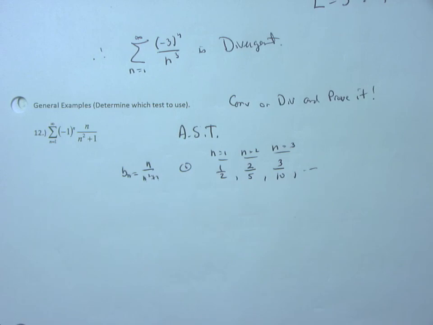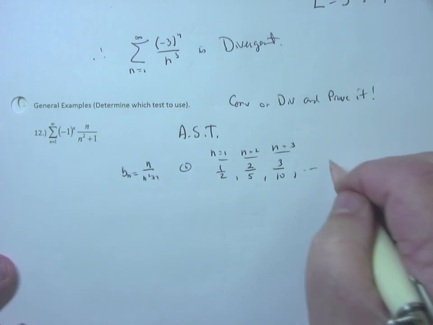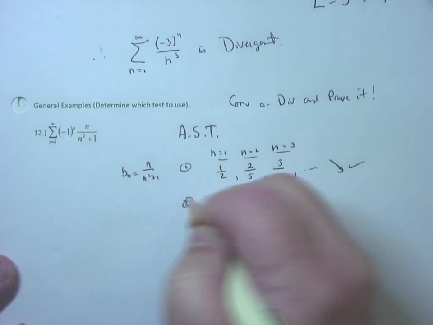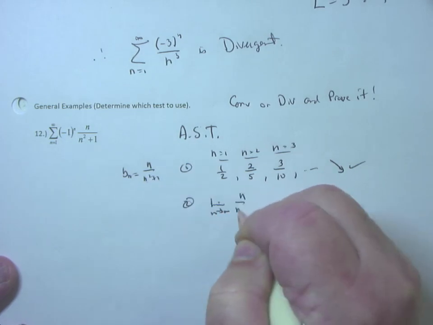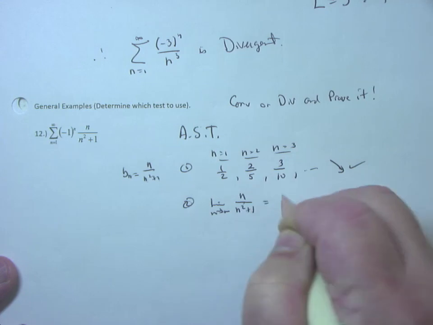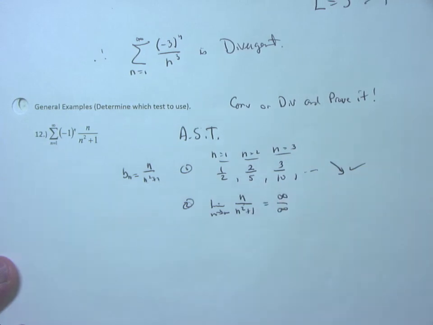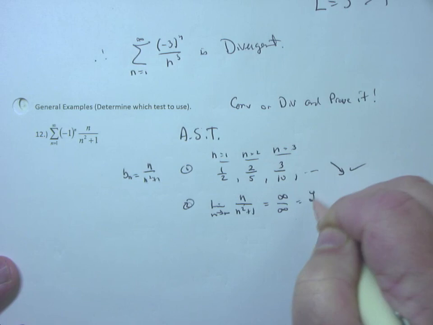What's happening to my terms? They're decreasing. Big old check there. And number 2, when I take the limit as n approaches infinity of n over n squared plus 1, officially I'm going to get infinity over infinity. So I'm going to show you the work on this with L'Hopital's rule.